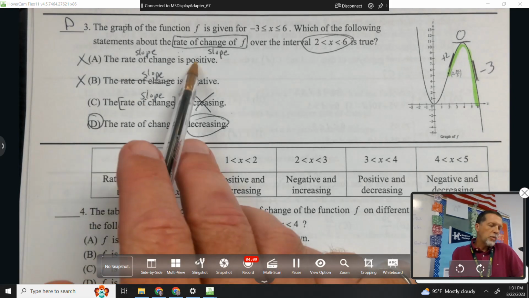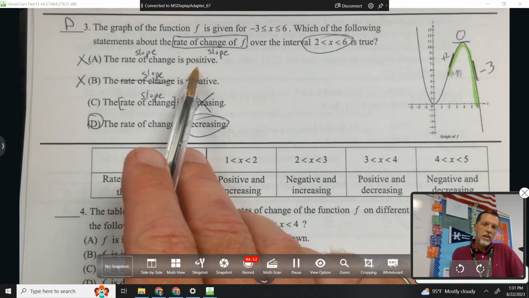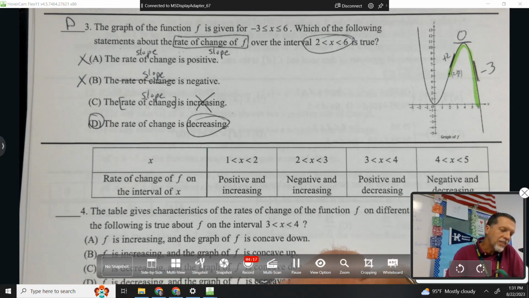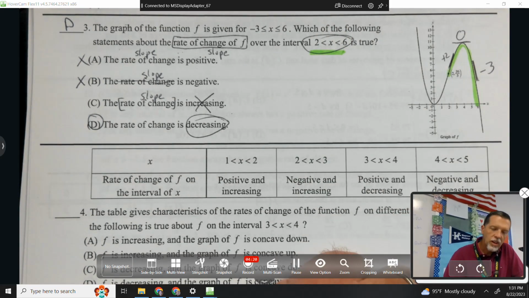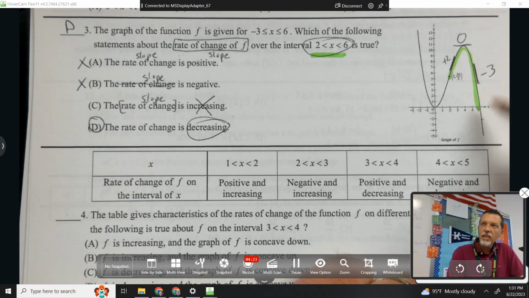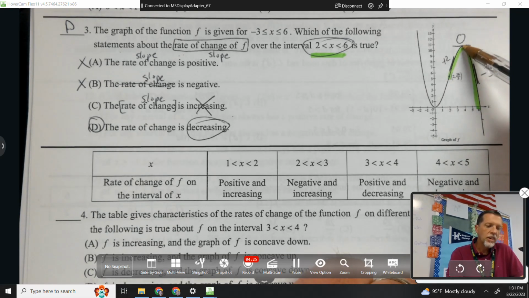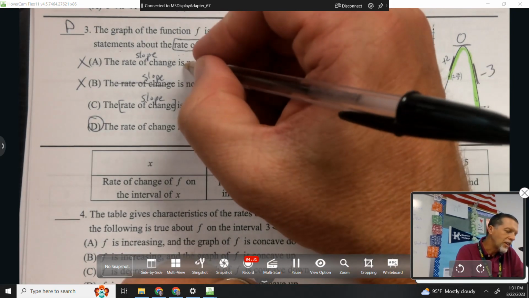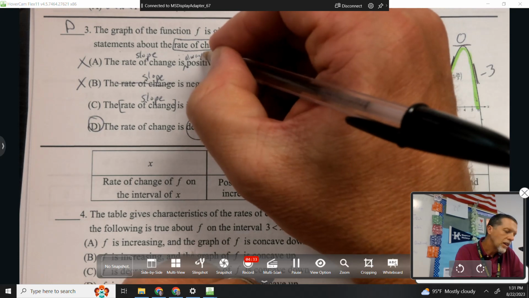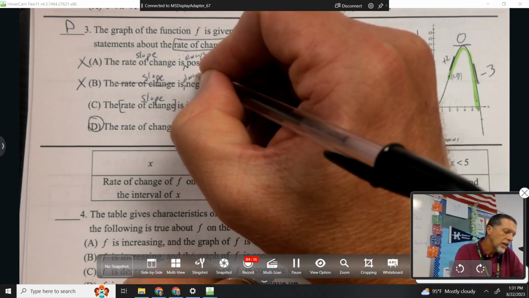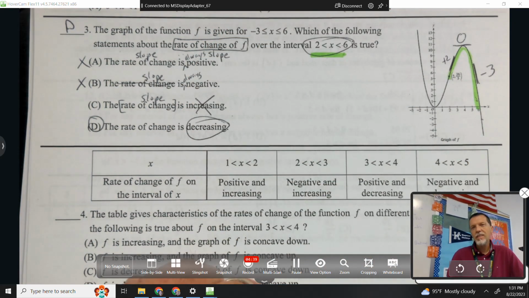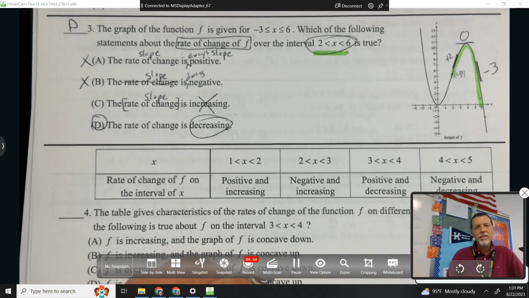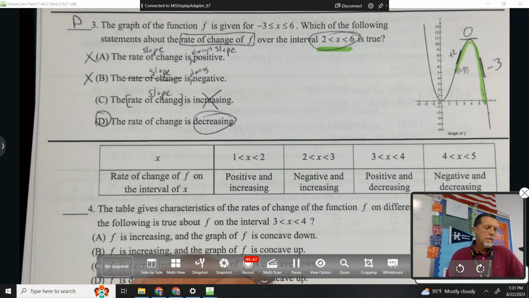Why can't the rate of change be positive? Because it says for 2 to 6. So I got to look over that entire interval from 2 to 6. So the rate of change is positive here, but negative here. It would have been more helpful if they'd said something like always positive or always negative. But you can't say it's positive from 2 to 6 when it's not positive from 2 to 6. It's positive part of the way from 2 to 6. Other questions on number 3?